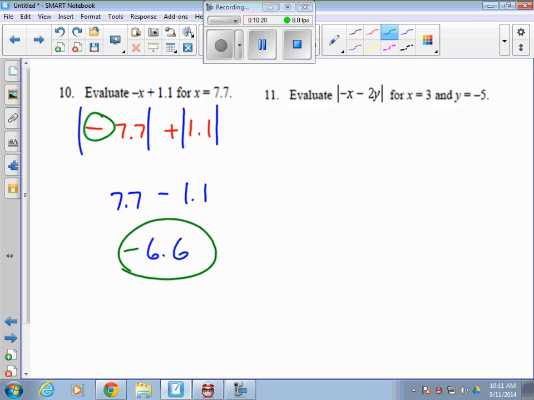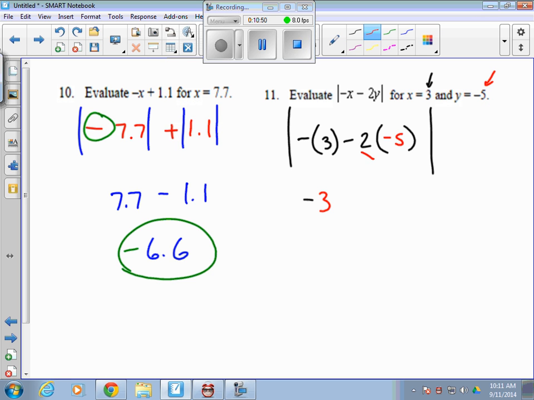Number 11 says the absolute value of negative x minus 2y when x is 3 and y is negative 5. The absolute value of negative x's value, which is 3, minus 2 times y's value, which is negative 5. And all of that is in the absolute value symbol. Remember, do what's inside the grouping symbols first. We have negative 3, negative 2 times negative 5. You multiply before you do any subtraction. Negative times a negative is a positive 10, and it's still in absolute value.